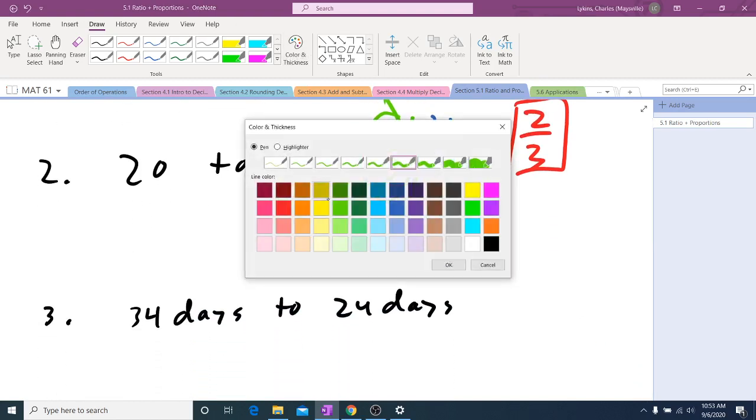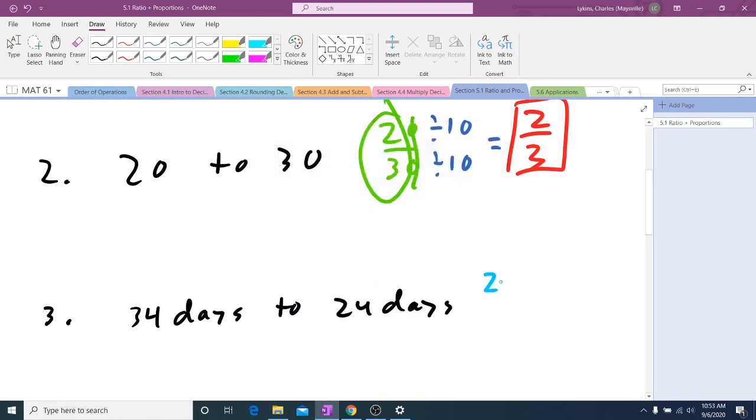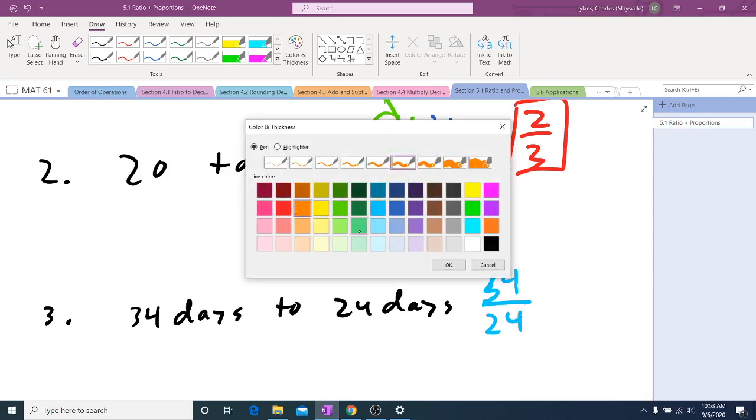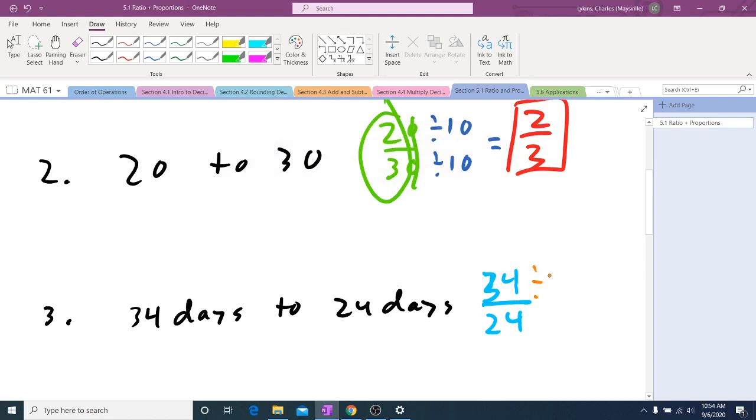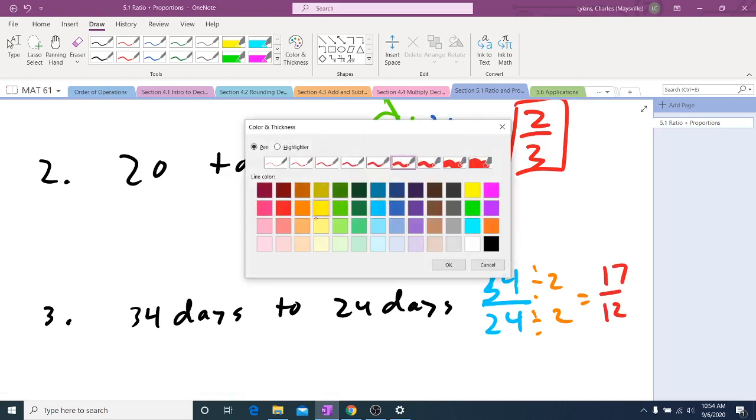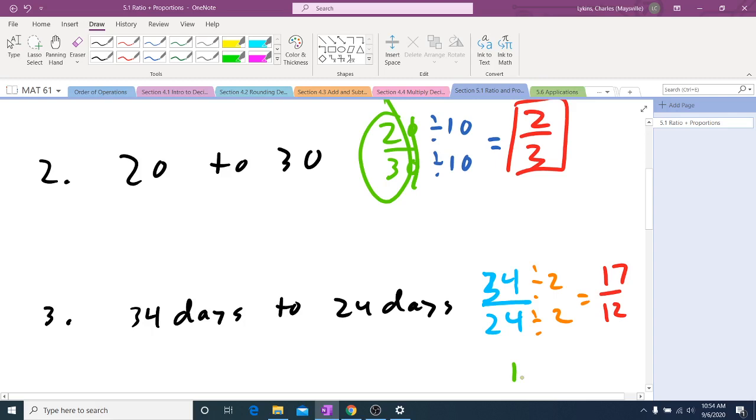Next we got 24 days in 34 days. So 34 days to 24 days is 34 over 24. Now in this one, what I like to do to reduce this is if I see an even number, I'm always going to divide by 2. And 2 goes into 34 17 times. 2 goes into 24 12 times. Now if they ask you to do it into a mixed number, then 12 goes into 17 one time with 5 remaining, so it's 1 and 5 over 12.